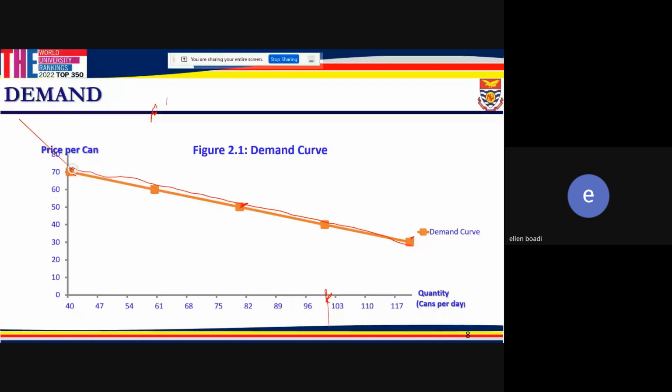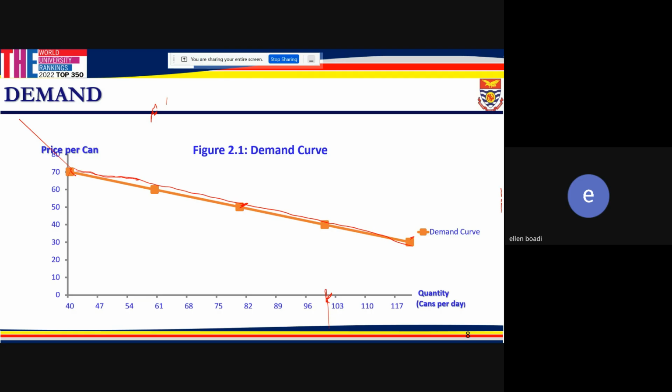So as we said, it slopes downwards. This curve is sloping downwards from left to right. In describing the demand curve, that is one thing that you can see. It is negatively sloped, or it slopes downwards from left to right. So that is one key thing.